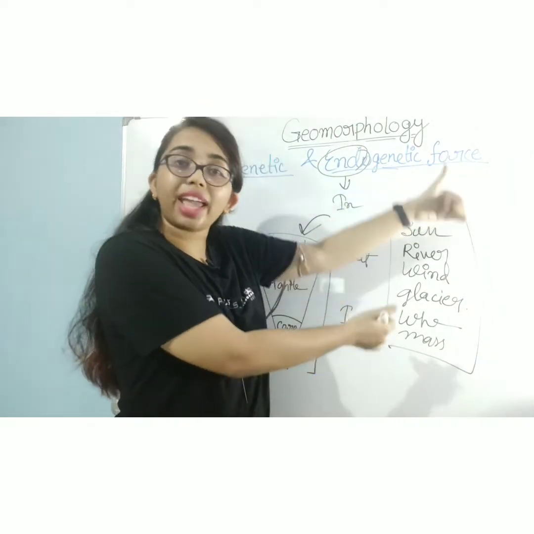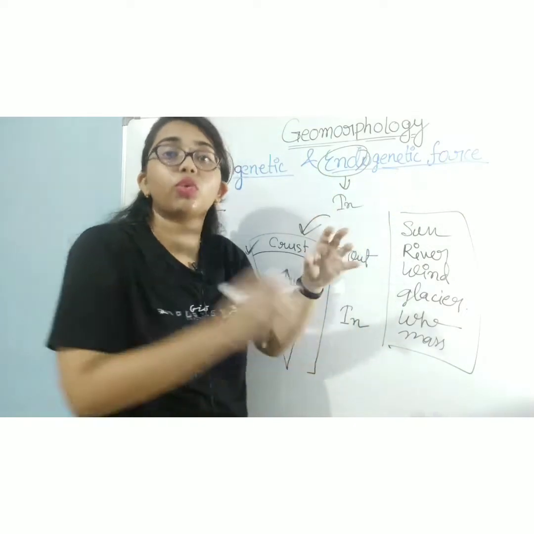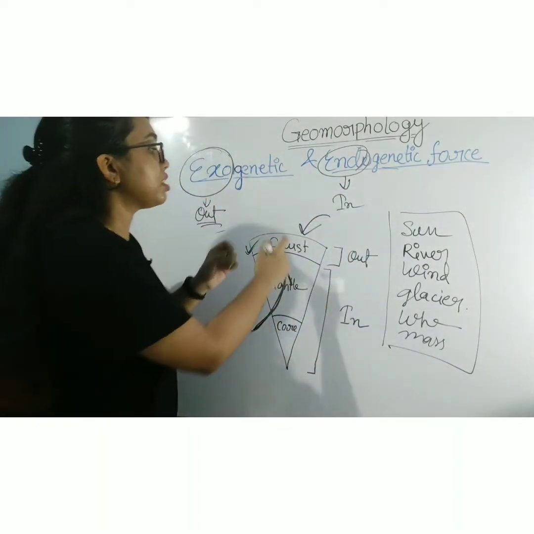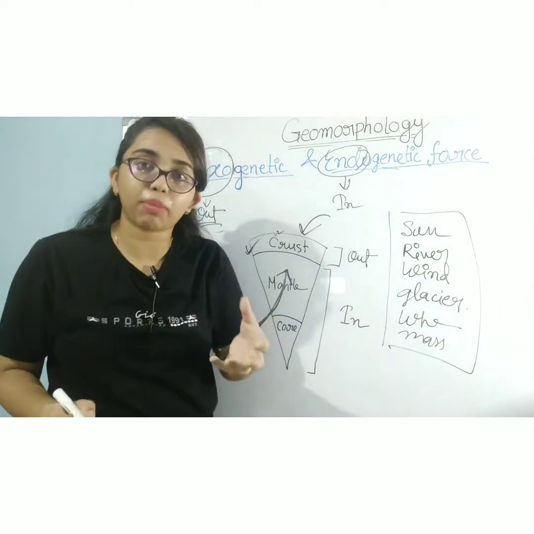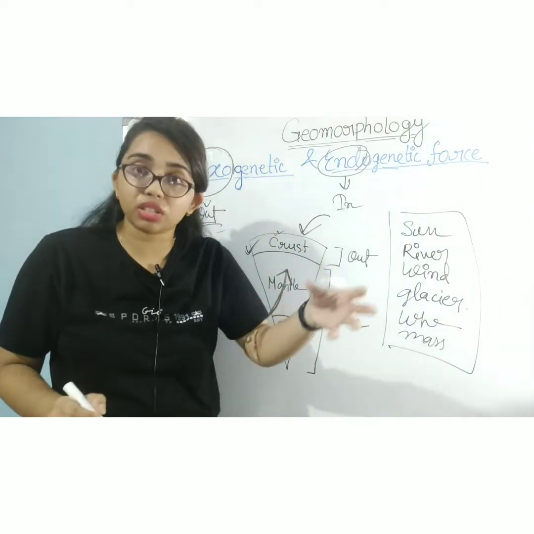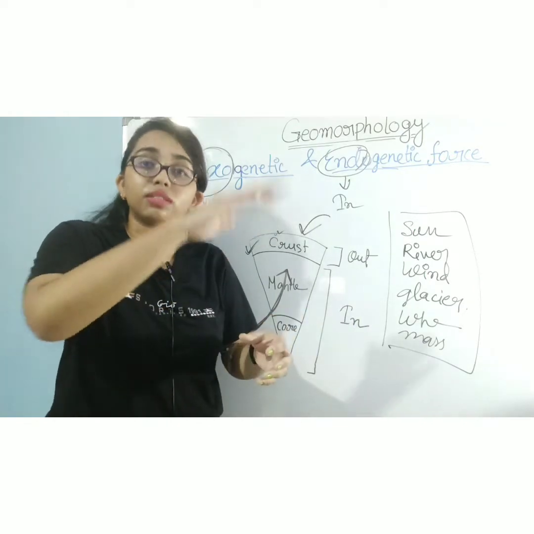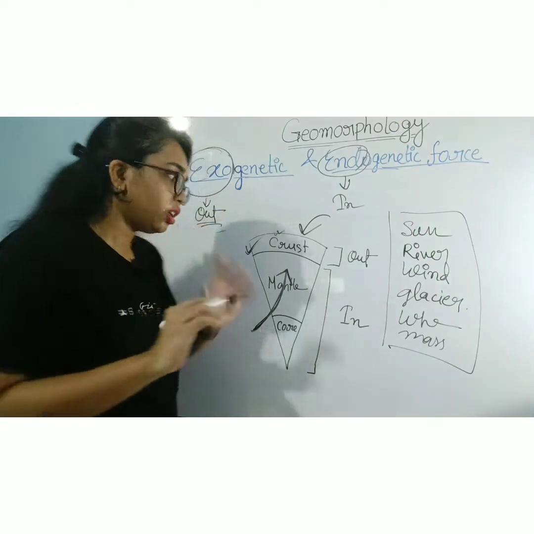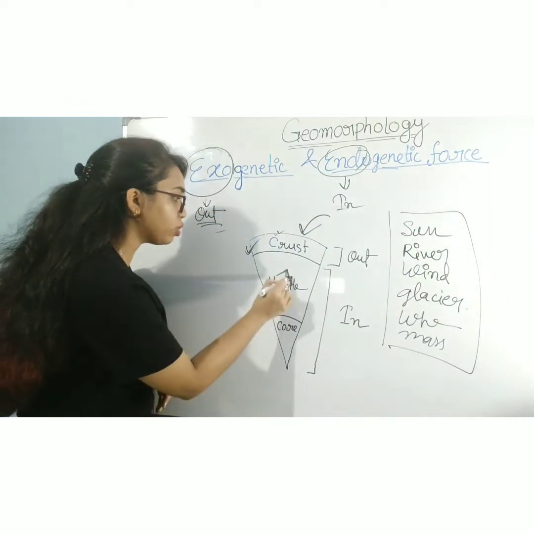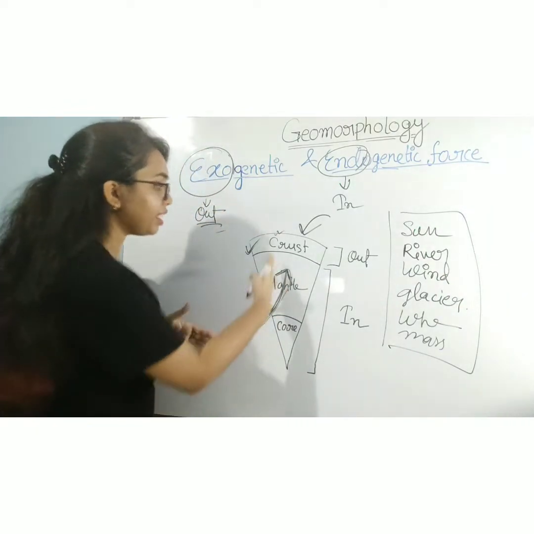That is called external force or exogenous force. What is the result, which we can see over the crust? The results are like these barkhans, these moraines, these valleys, these mountains. These are effects. Okay.